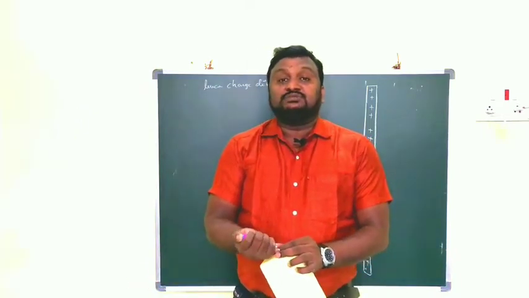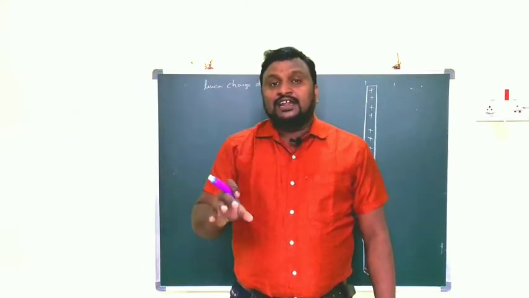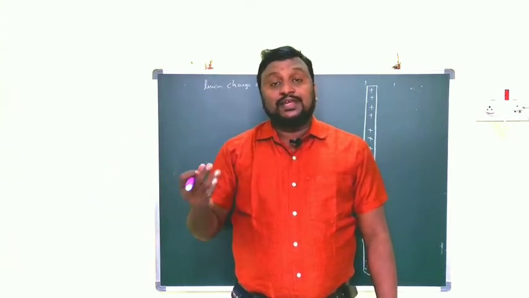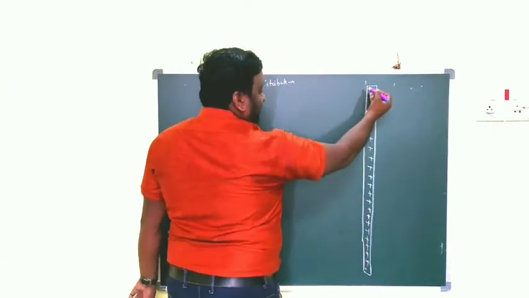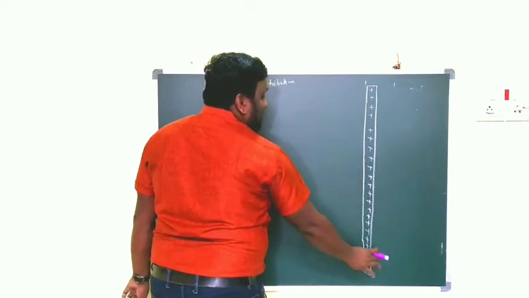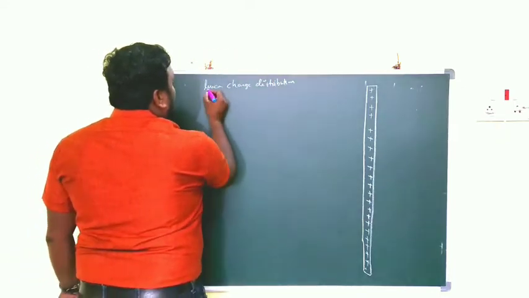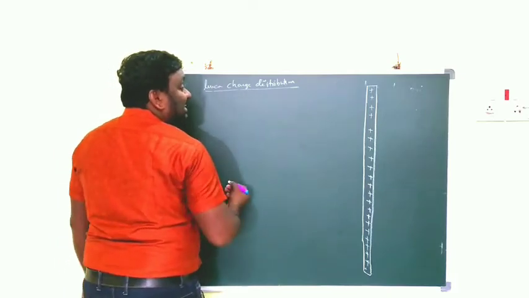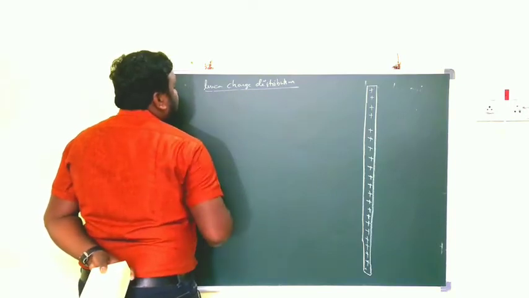Linear charge distribution means that the charge available on the conductor along its length is called linear charge distribution. I also explained this in the previous video. So here we are taking a long straight current carrying conductor, and the charge is distributed on it linearly. That's why it has linear charge density, which I already explained in the previous video.